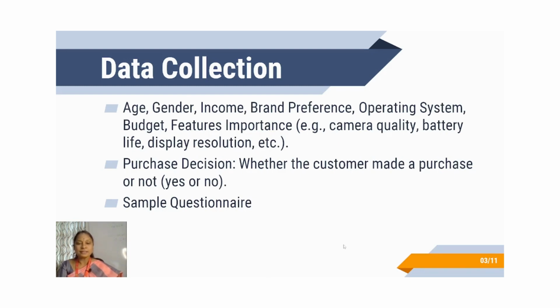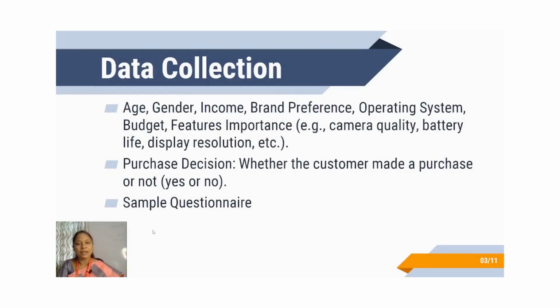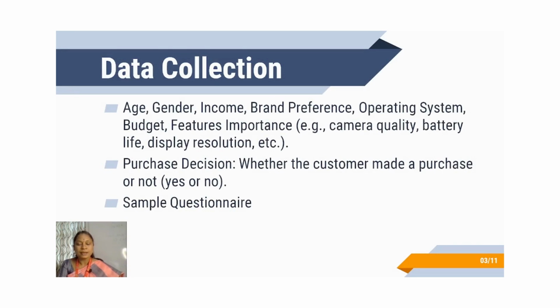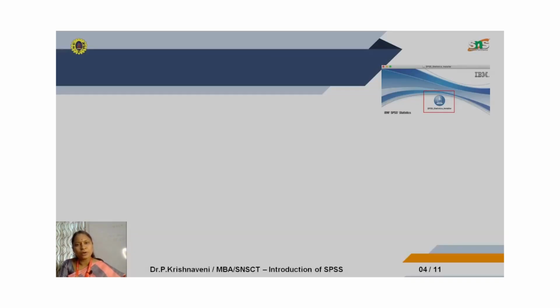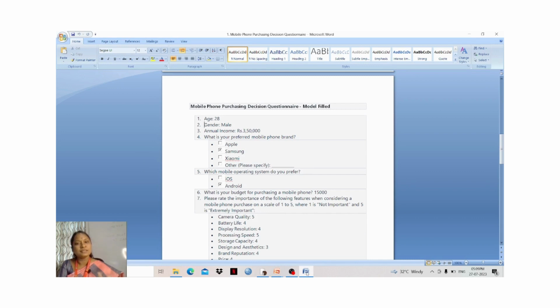Here we will see a sample questionnaire, and with that we will understand how we can make analysis out of it. I will showcase the sample questionnaire at the end of the session, and next we are going to see what to be done after collecting the data. This is the sample purchasing decision questionnaire for mobile phones: age, gender, annual income, preferred mobile brands. All these things are collected.